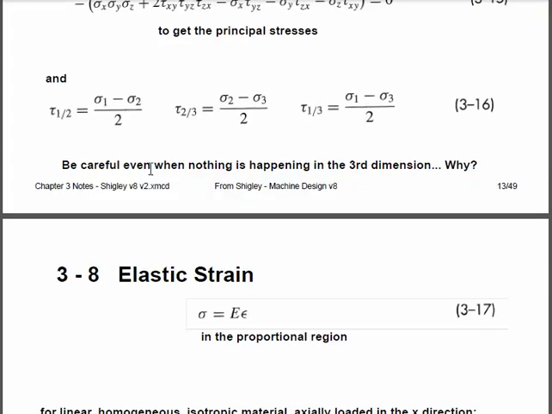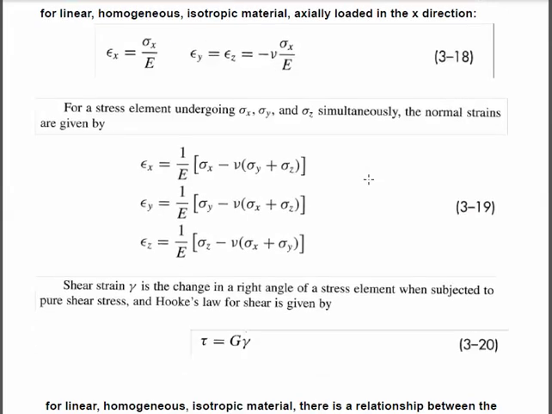Then I made a note: be careful even when nothing's happening in the third dimension. Why? Because we always have that principal stress at 0, which could make the largest circle the circle that passes through 0. Maybe it is, maybe it isn't.